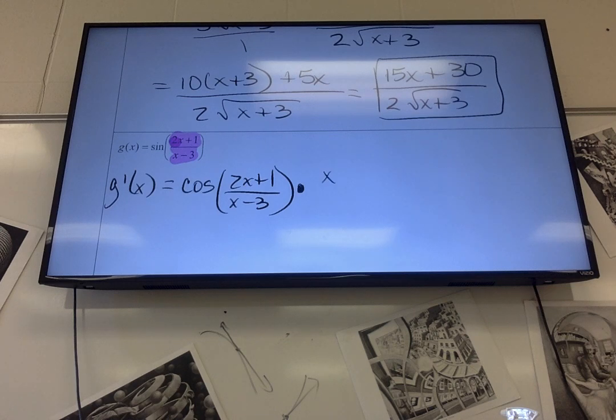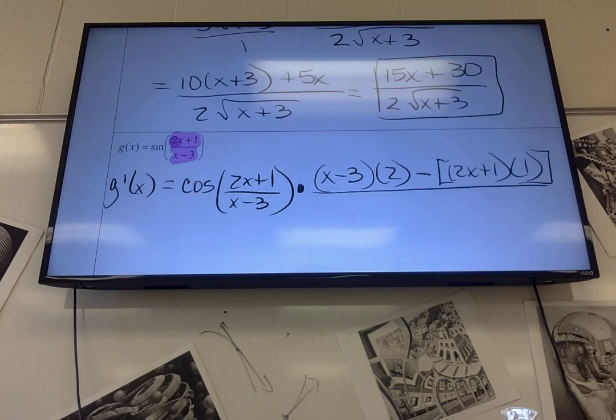So that times low d high minus high d low, square the bottom, and away you go. That's some beautiful stuff right there.